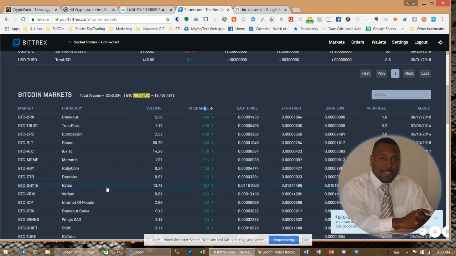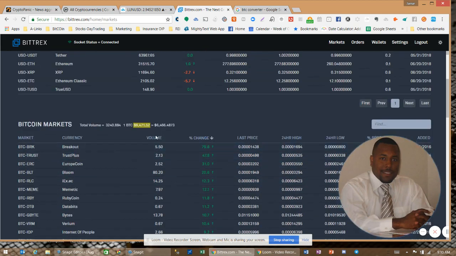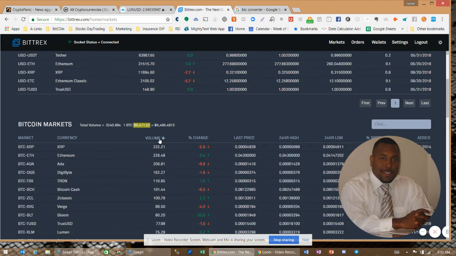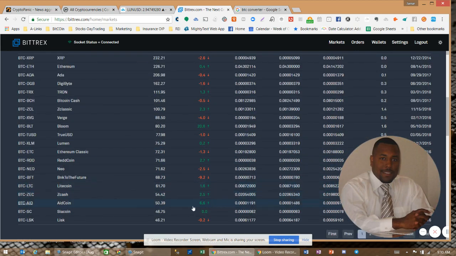Okay, so I see G Bytes, which has some volume. All these others are lighter volume. Bloom has the most amount of volume. GByte has a little volume here, and then I can sort this by the volume. So I'm looking for high volume. This way it's a safer trade when you see more volume in. So Zcash is moving up. Z Classic is moving up.